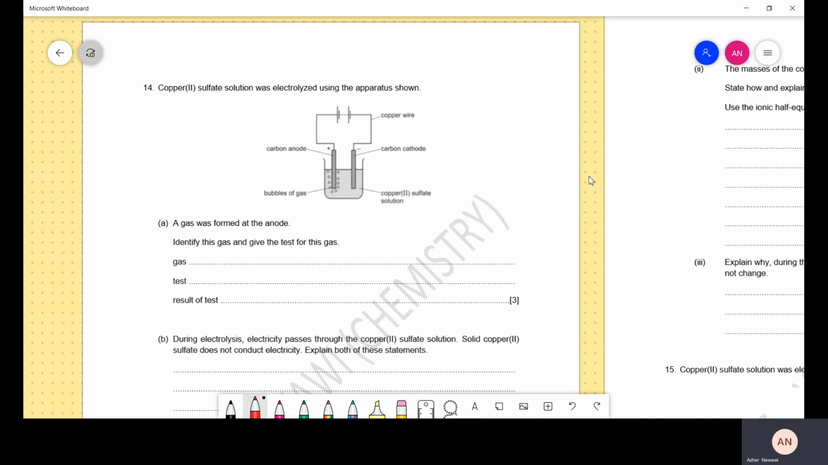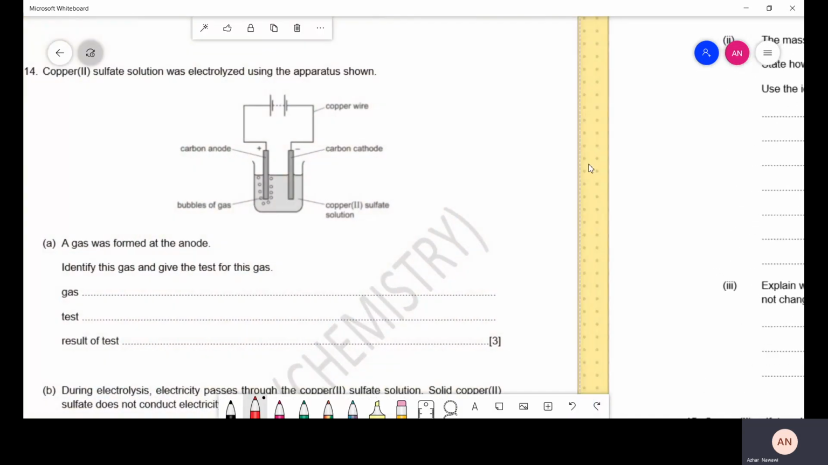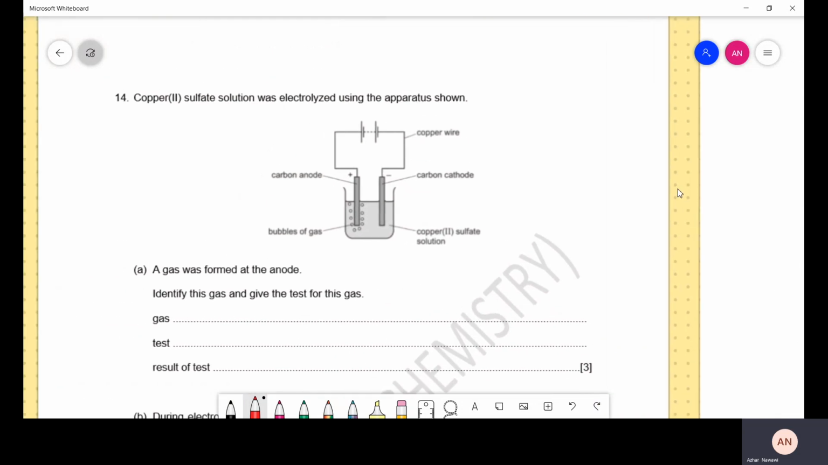So what you should do first, when you get electrolysis, is check your electrode first. In this one, the electrode is carbon. Carbon means inert, and inert means unreactive. So if they are inert, you know this is factor 1 and factor 2. Other than carbon, the inert ones are platinum and graphite. If you see these three words, you know it is inert, and it mentions factor 1 and factor 2.